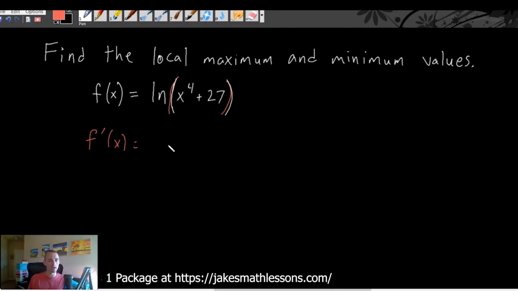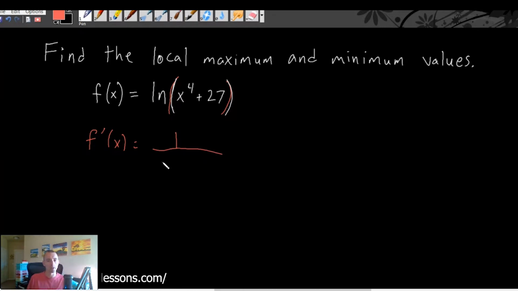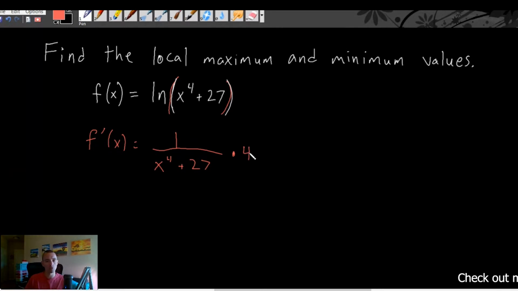So the derivative of the outside, leave the inside alone. The derivative of natural log of x is 1 over x. So if we're taking the derivative of the outside, leaving the inside alone, we're going to get 1 over our inside function. And then chain rule says we need to multiply that by the derivative of our inside function. The derivative of x to the fourth can be found using the power rule. Bring the power down in front, leave the x as x, and minus 1 from the power.